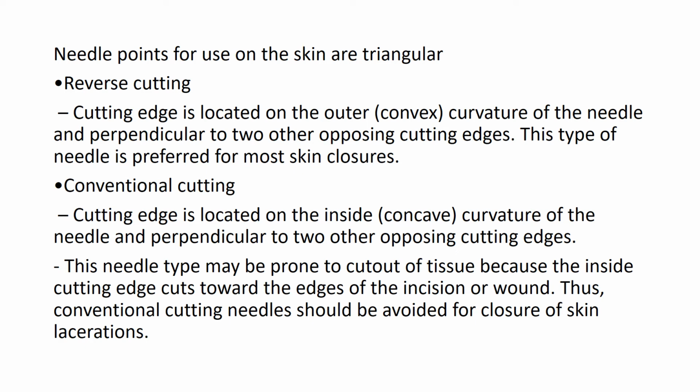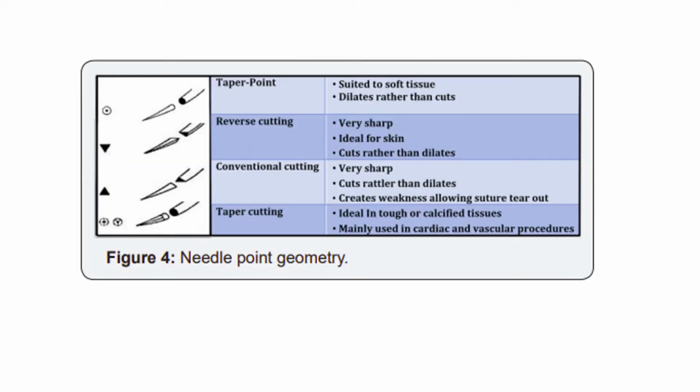Conventional cutting, this is where the cutting edge is located on the inside or concave curvature of the needle and are perpendicular to 2 other opposing cutting edges. This conventional cutting needle may be prone to cut out of tissue because the inside cutting edge cuts towards the edges of the incision or wound. Thus, conventional cutting needle should be avoided for closure of skin laceration.